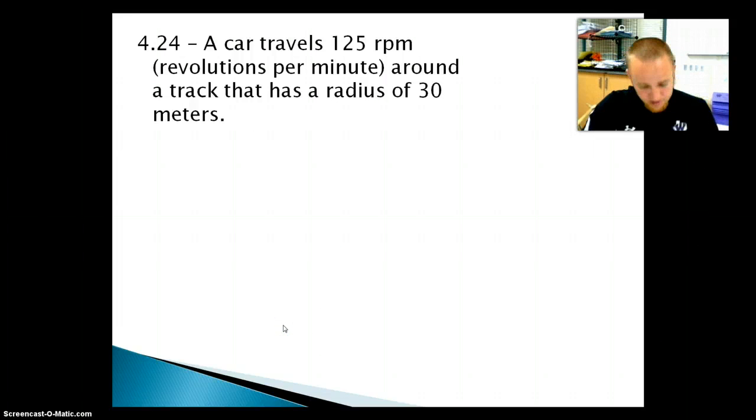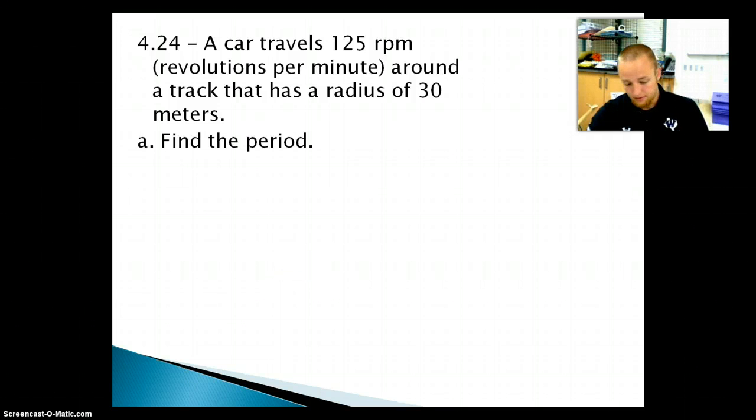So here we go. Our first sample problem on page 96 is 4.24. A car travels 125 revolutions per minute around a track that has a radius of 30 meters. So our first thing we're challenged with is finding the period. Okay, and if you remember, the period is the time it takes to complete one full rotation.